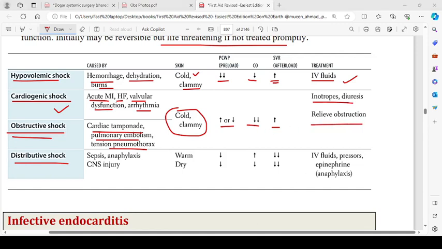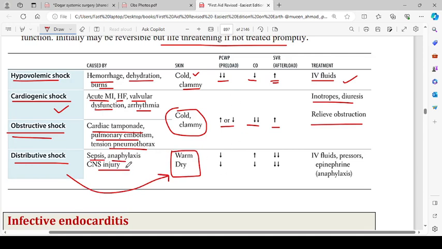Now the distributive shock. In distributive shock, the heart is functioning normally, but the vessels are so dilated that there is pooling of the blood in the systemic circulation, and that is exactly what is causing the shock. So distributive shock is caused by sepsis, anaphylaxis, and CNS injury. Skin will be warm and dry. It is a warm type of shock. Neurogenic shock comes in this variety. Pulmonary capillary wedge pressure will be decreased.